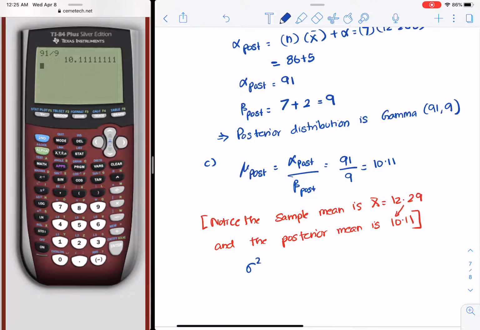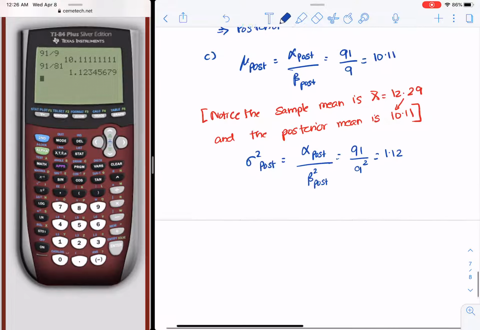So the variance for the posterior distribution is alpha posterior divided by beta posterior squared. So we have 91 over 9 squared, which is 1.1234. Wow, interesting. It's 1.123456, but not 8, 7, and 9. Fascinating.